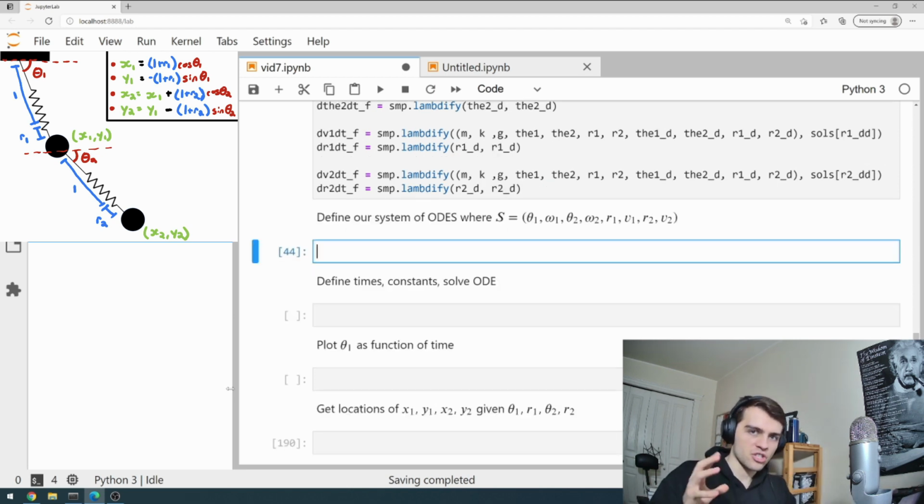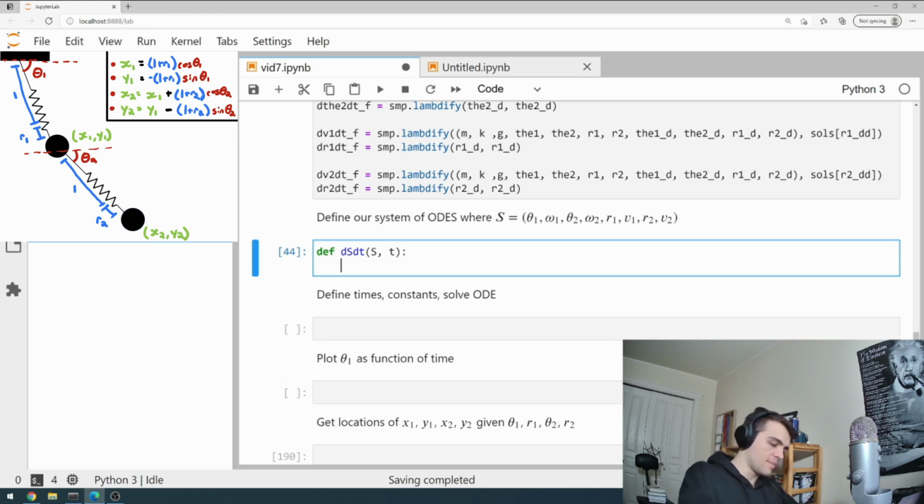Okay, so now we need to define our system of ODEs. We have 8 variables here, and we have 8 coupled differential equations. And we'll define this as our vector s. And remember, to solve this in Python, we have to write a function that takes in s and returns ds dt. So I'm going to define ds dt, and it's going to take in s and time. So it takes in our vector s, and it needs to return stuff. So firstly, theta 1, omega 1, theta 2, omega 2, r1, v1, r2, v2. This is just equal to s, so I don't have to index every time. And it's going to return.